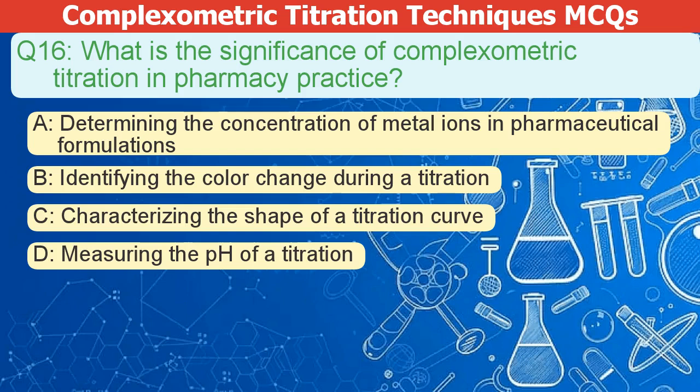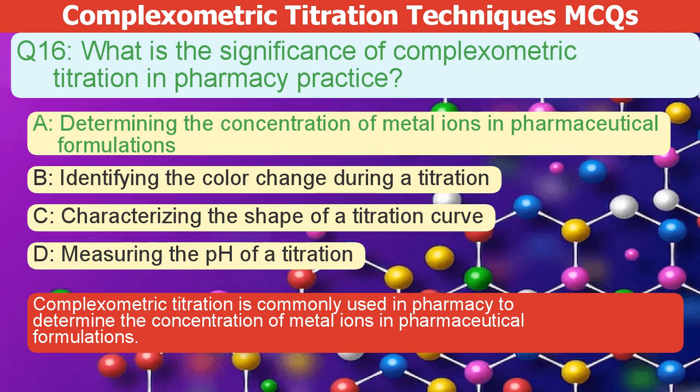What is the significance of complexometric titration in pharmacy practice? A. Determining the concentration of metal ions in pharmaceutical formulations. B. Identifying the color change during a titration. C. Characterizing the shape of a titration curve. D. Measuring the pH of a titration.